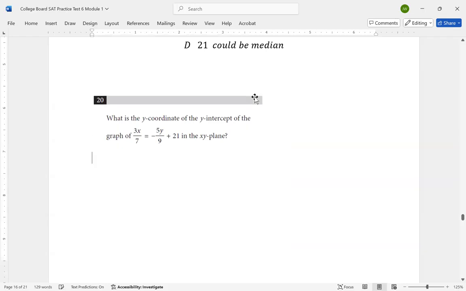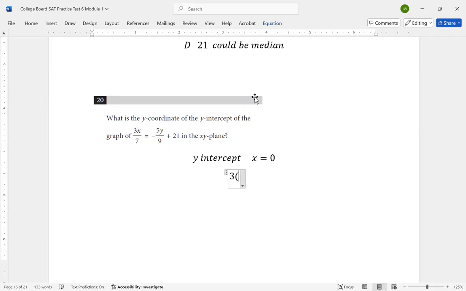Question 20. What is the y-coordinate of the y-intercept of the graph 3x over 7 is equal to negative 5y over 9 plus 21 in the xy plane? In order to figure out the y-intercept, what we need to do is plug in 0 for x.